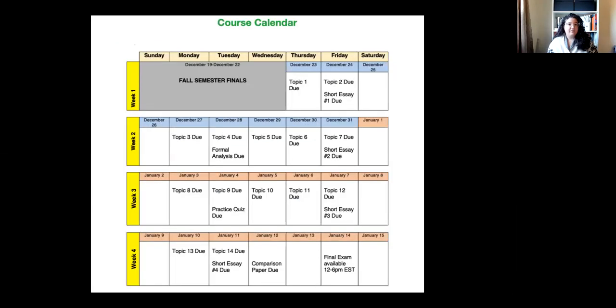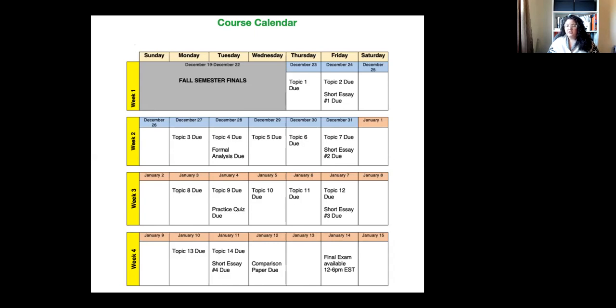And then lastly, we have this course calendar. So this will be kind of like your holy grail this semester. This is really, really important. This gives you all of the deadlines, all of the due dates. Everything that is due is always due at midnight that day. So you have one topic a day.